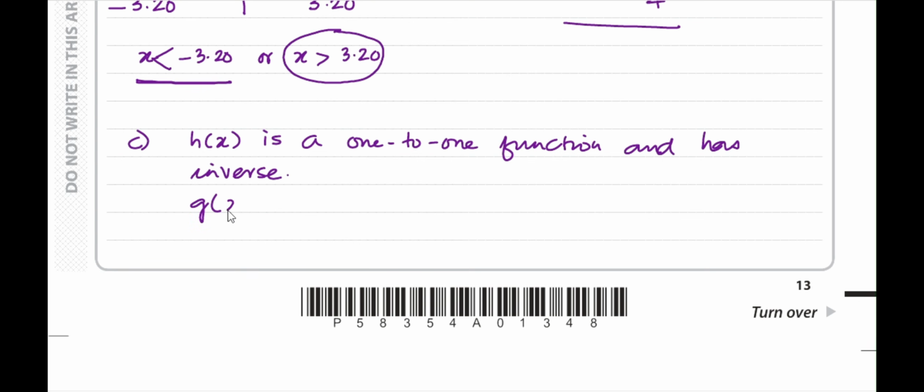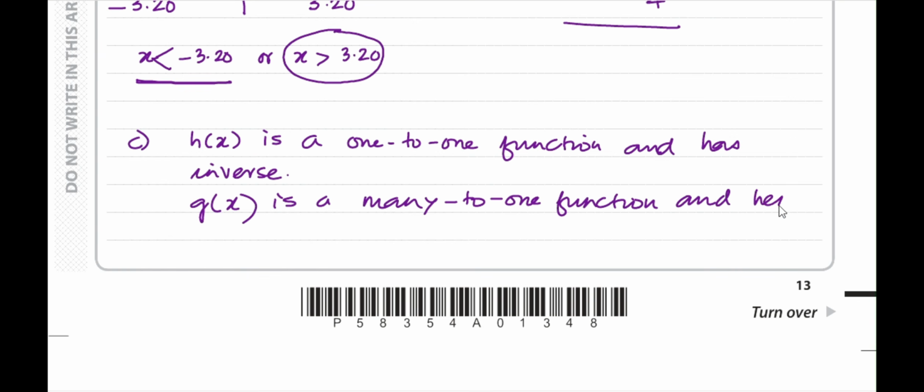g of x is a many-to-one function, and hence does not have an inverse.